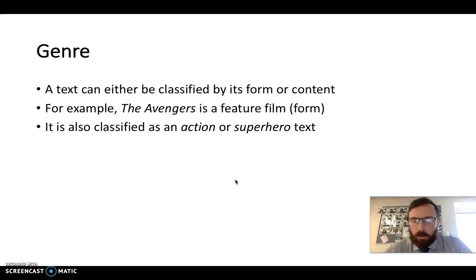So the first thing I want to bring your attention to is genre, because I think it's an aspect of the course that hasn't really been covered in year 11, nor is it done really well in lower school. But we should be aware by now that genre is made up of two aspects, where we're looking at form and content. If you take the Avengers, for example, it's a feature film firstly in terms of the form, but then it can also be classified under an action or a superhero text.